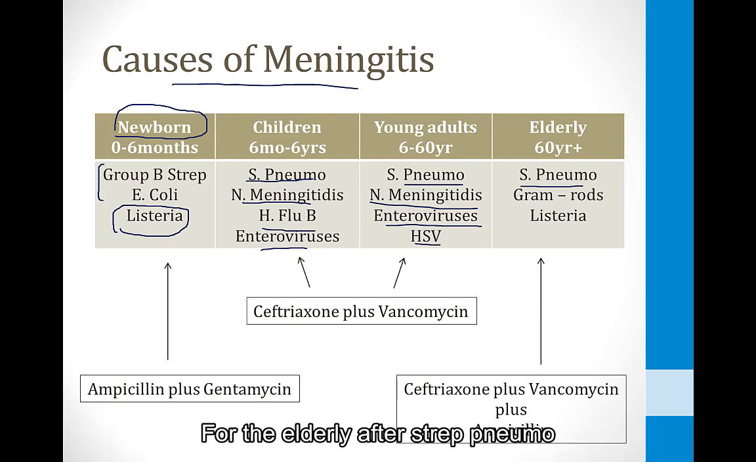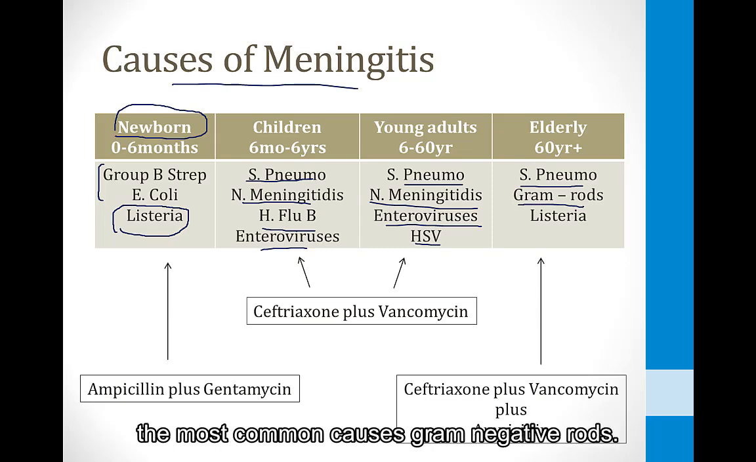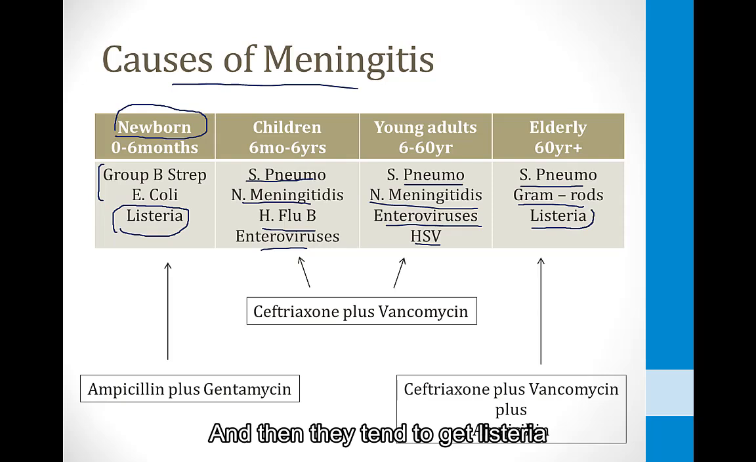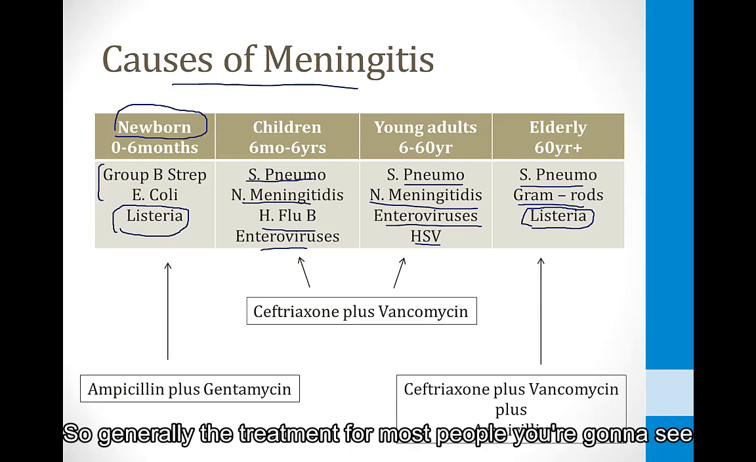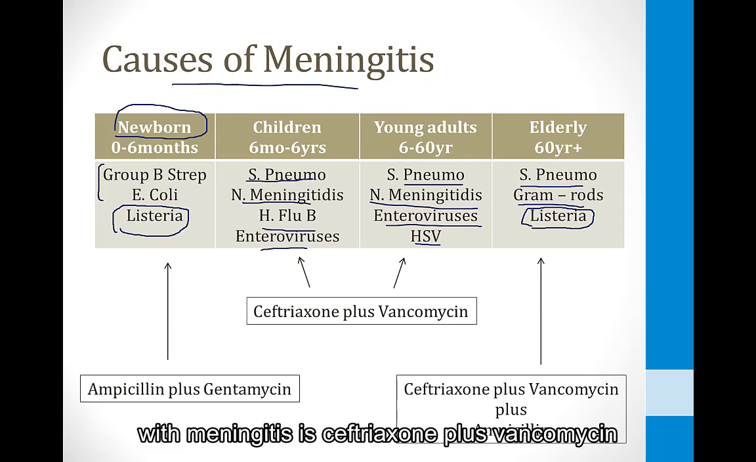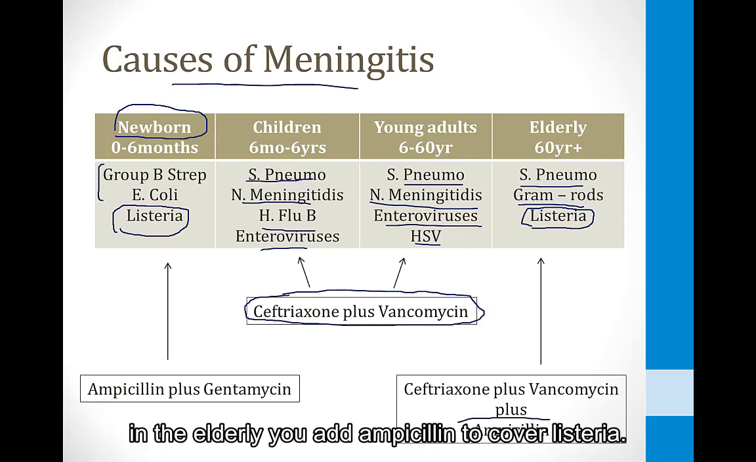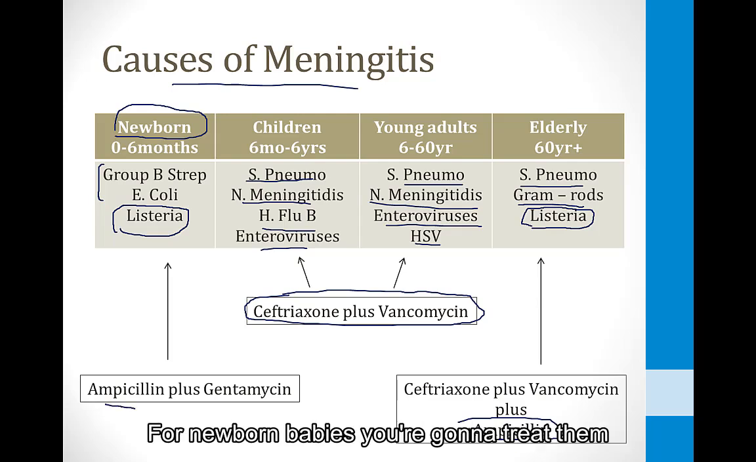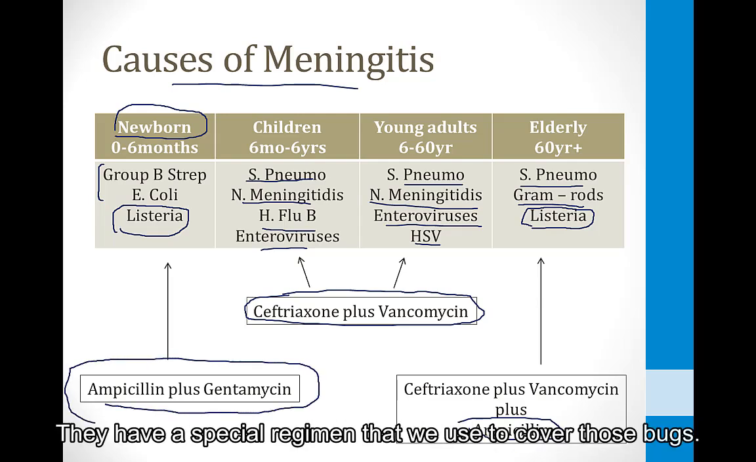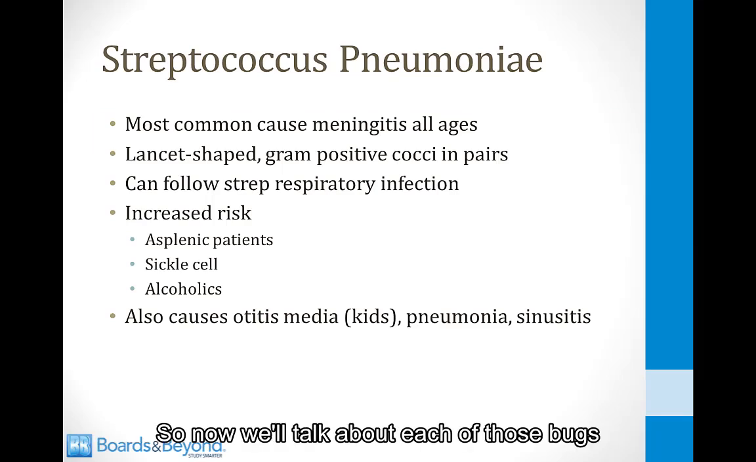For the elderly, after strep pneumo, the most common cause is gram-negative rods, and then they tend to get listeria because just like newborn babies, they have poor cell-mediated immunity. So generally, the treatment for most people you're going to see with meningitis is ceftriaxone plus vancomycin. That treats kids and adults. The only exception is in the elderly, you add ampicillin to cover listeria. For newborn babies, you're going to treat them with ampicillin and gentamicin. They have a special regimen that we use to cover those bugs. So now we'll talk about each of those bugs in a little more detail.